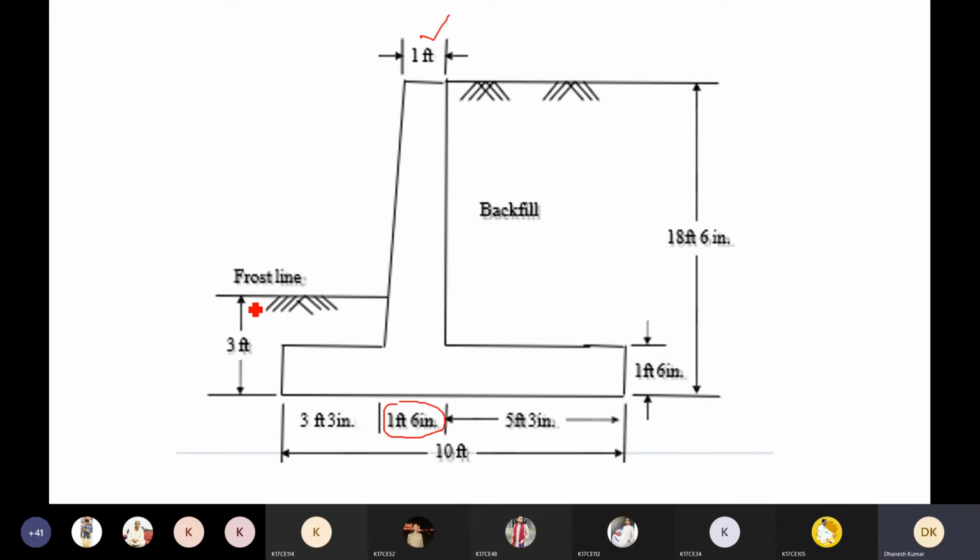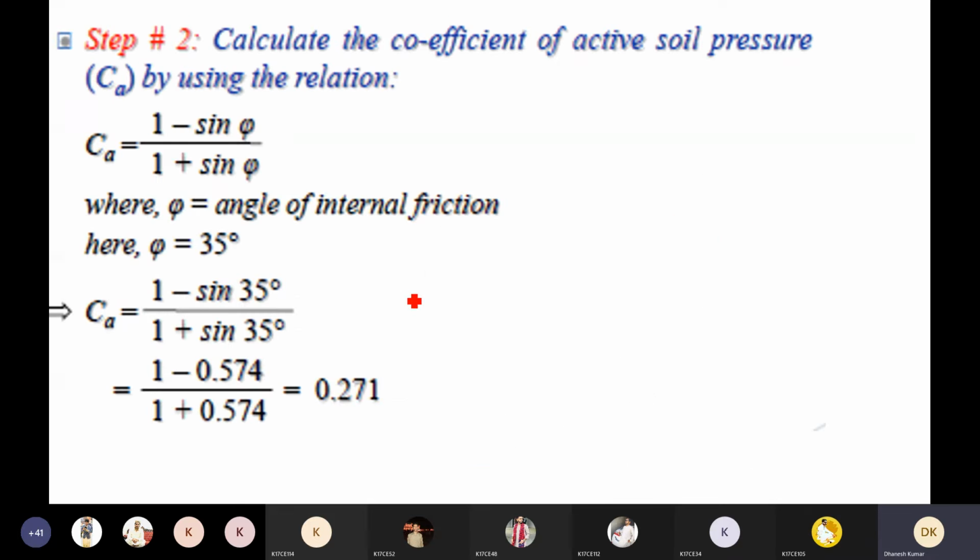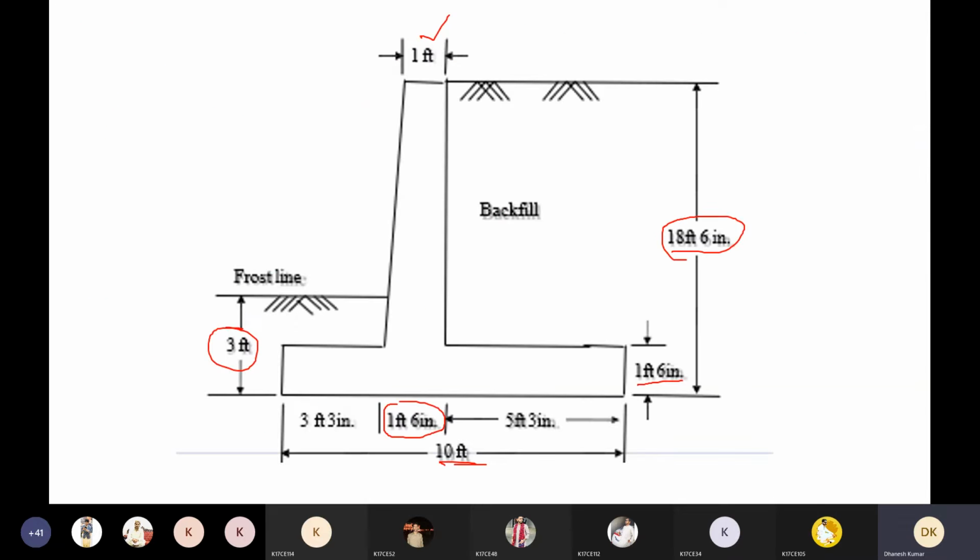Then we have a total length of 10 foot. The thickness of the base is again taken as 1 foot and 6 inches, and the total height from the top to the bottom is 18 foot and 6 inches. Now we have to check whether these dimensions are safe against overturning and sliding or not. For that, as I've told you, we have to check its analysis, that is overturning and sliding, so you have to repeat all the steps which we studied in our analysis. In our first step, we determine the dimensions of the retaining wall.